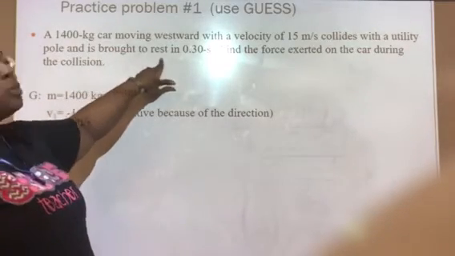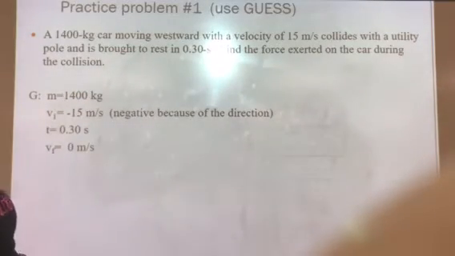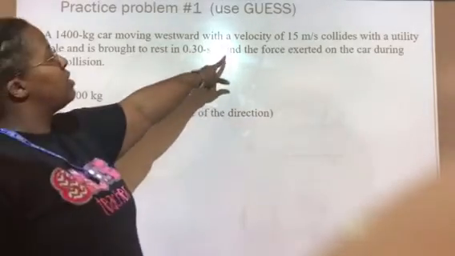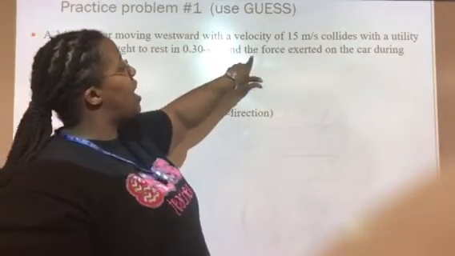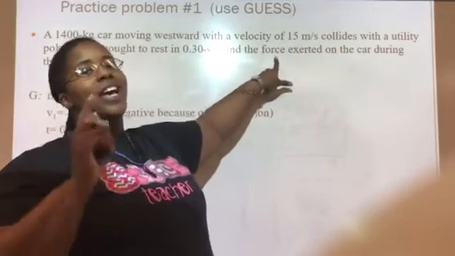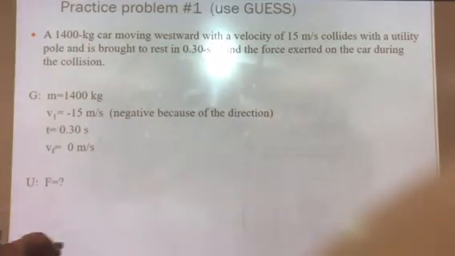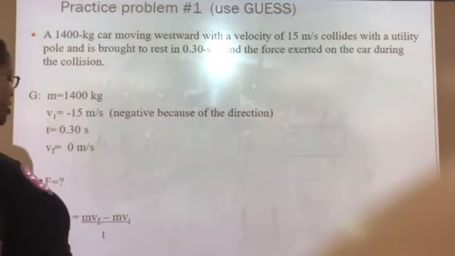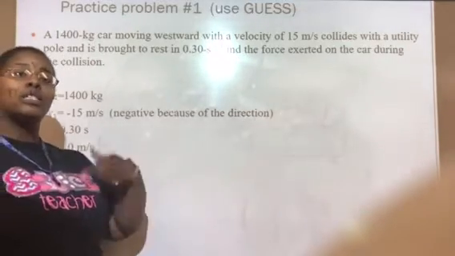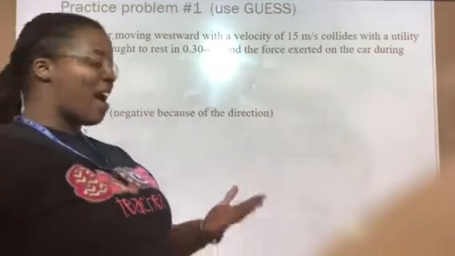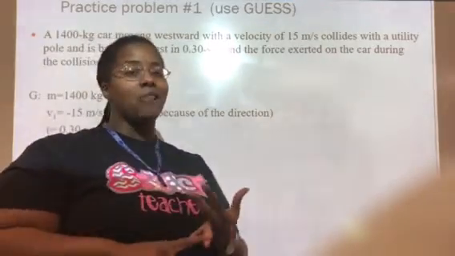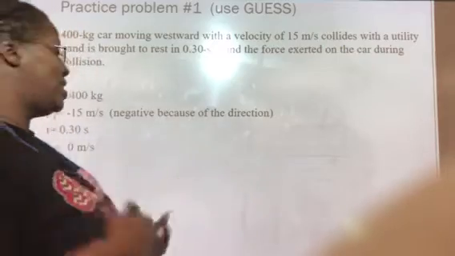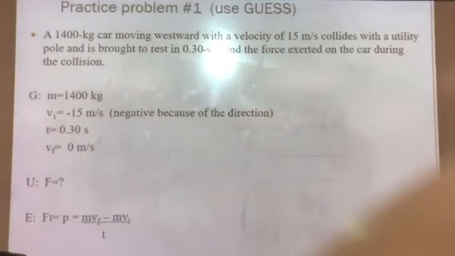What would be your unknown for this particular problem? If I look up here in my second sentence, find the force. Capital F will always be used for force. Our equation is going to be the new one that we learned. So we're going to use force times time, and then we have your mass and velocity, both your V initial and your V final.